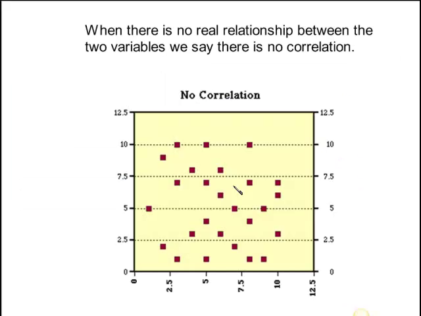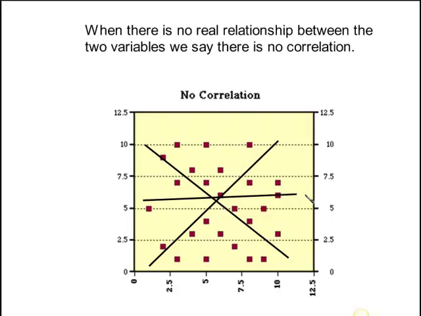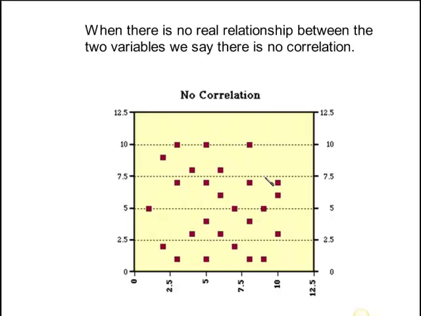And then the third type of correlation is when there is no correlation. When there is no real relationship between the two variables, we say there is no correlation. So as you see here, there's no real rhyme or reason to the scatter or to the points on the scatter plot. They're just kind of all over the place. We couldn't really fit any lines in here that would fit our data. So we say there's no correlation there, and then we don't usually put in a line because there's not one that would fit our data as a whole.